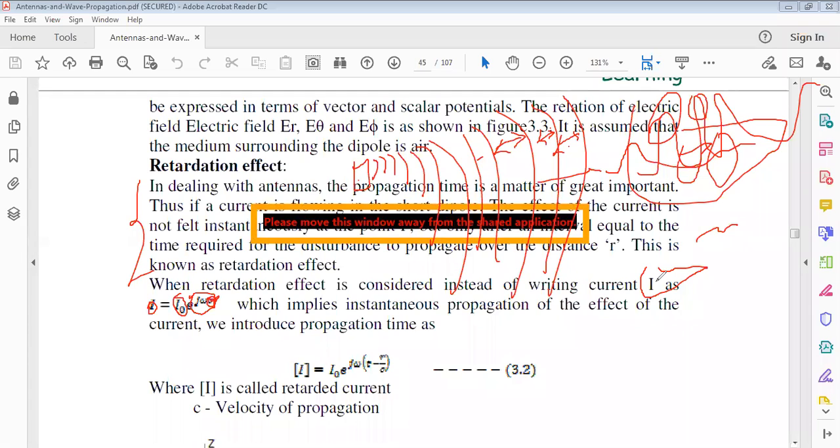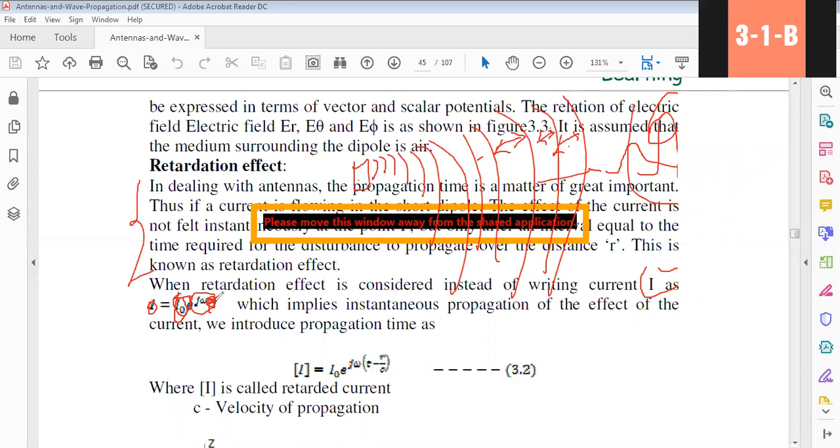That's why there is no need to represent the current passing through the dipole only with I, along with it the phasor form. So what is the phasor form of that current? I equal to I naught into e power j omega t. Where I is the current passing through the dipole, I naught is its relative magnitude, e power j omega t. E power is the phasor form, j omega is the frequency. This is the magnitude, this is the frequency. Omega equal to 2 pi f, t is the time varying.